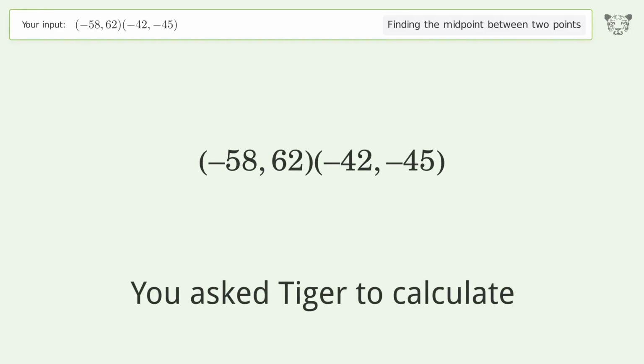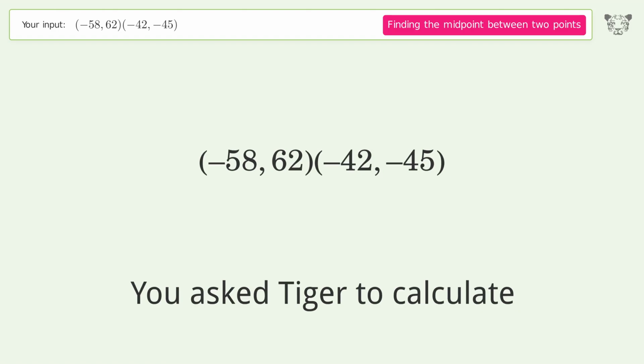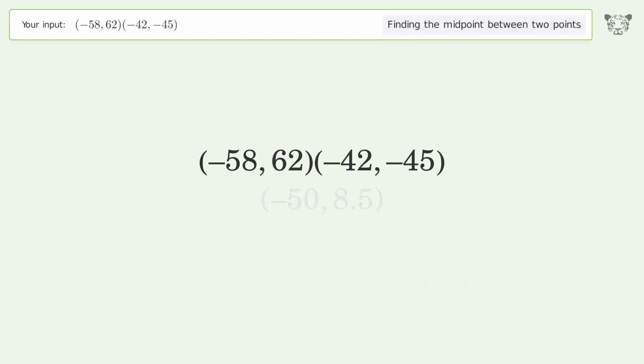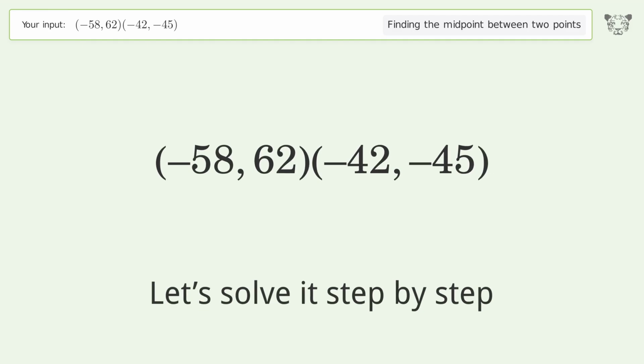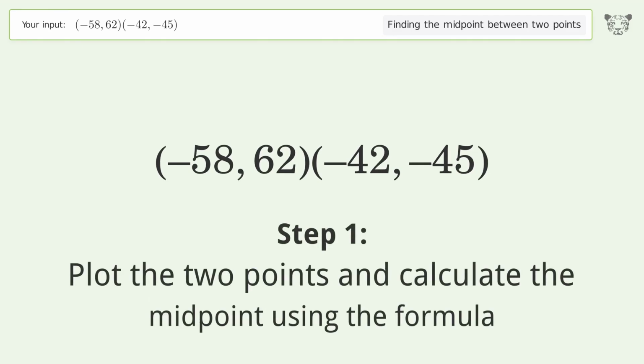You ask Tiger to calculate. This deals with finding the midpoint between 2 points. The midpoint between the 2 points is negative 50, 8.5. Let's solve it step by step. Plot the 2 points and calculate the midpoint using the formula.